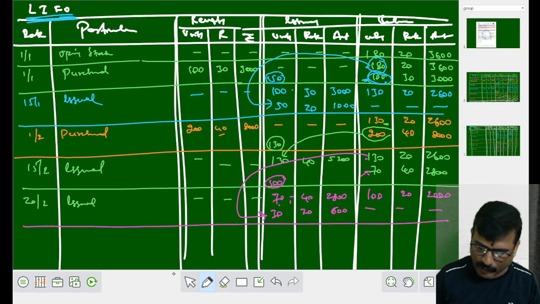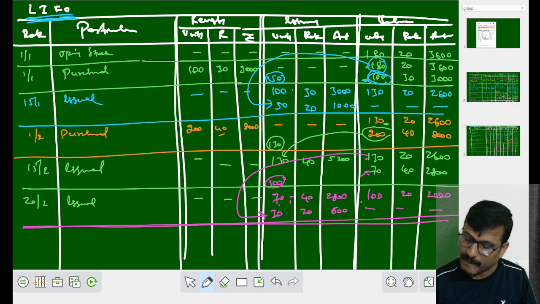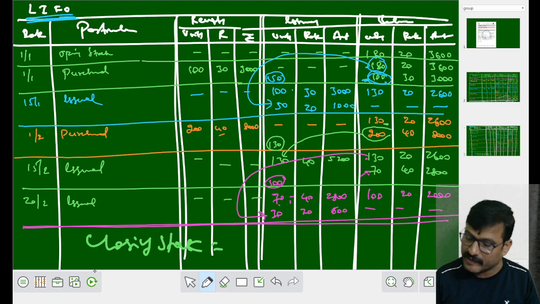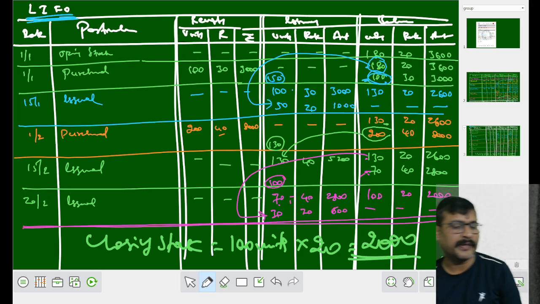That completes your problem. Now, my dear children, we have to write the closing stock. How many units? 100 units, 20 rupees each. It comes to 2000. Complete?